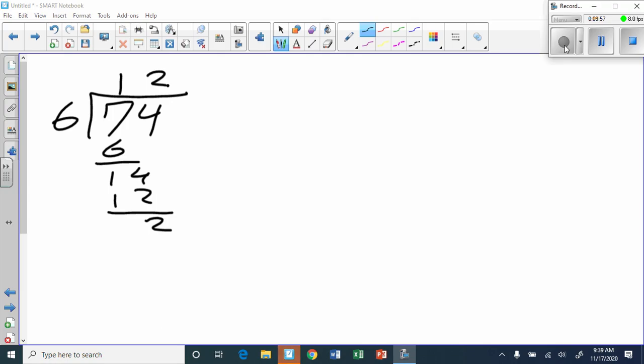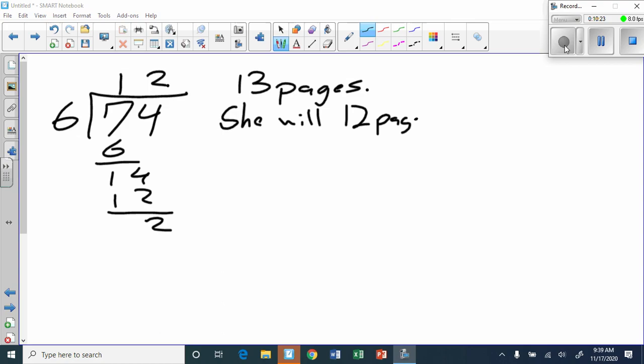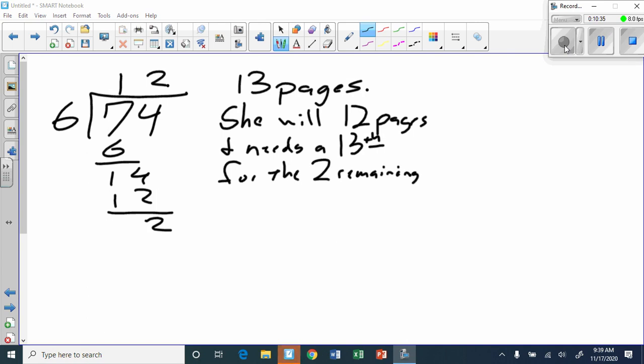Yeah, why does she need 13 pages? Can't have a third of a page. I can't have a third of a page. I can't have 2 pictures left over with nothing to do. That's what I've got as my answer. So she needs 13 pages. Let's work on our reasoning. I agree with exactly what he said. 13. She will have 12 full pages. She will fill 12 pages and needs a 13th for the 2 remaining photos. Excellent.